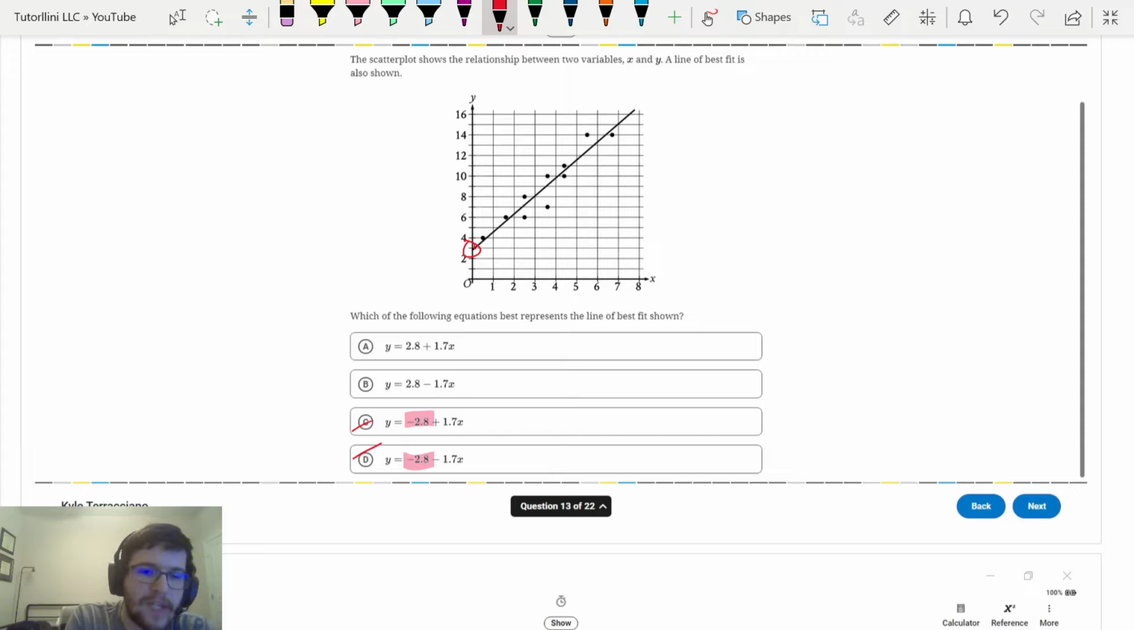And then, for the remaining choices, I consider the slope. The line is going up, so that means it has a positive slope. I don't even need to calculate the slope, because I look at answer choices A and B, and I see B has a negative slope, so that can't be right. So it must be A, and it is. That is the answer. Great. So check the y-intercept, cross out 2 of them, then check the slope and cross out the third one. That's how I would tackle these.